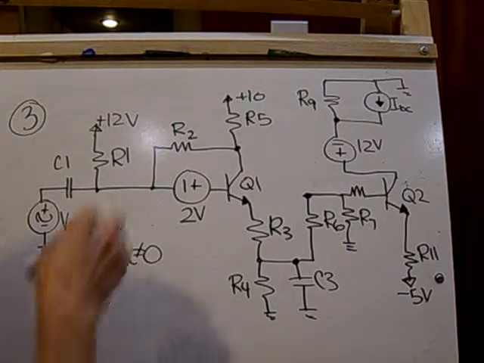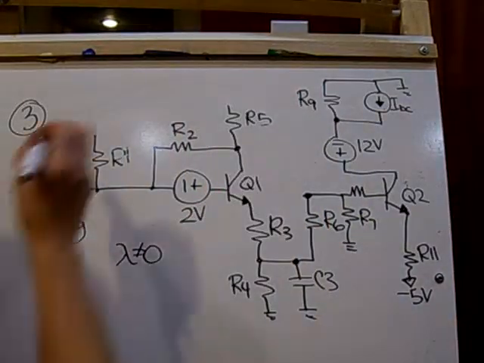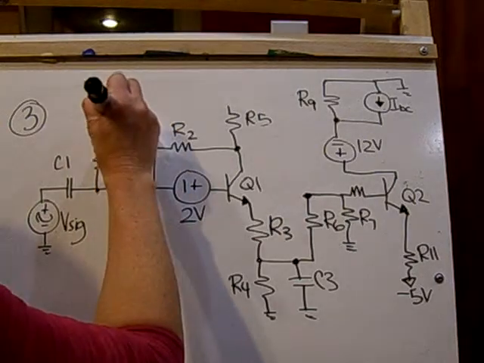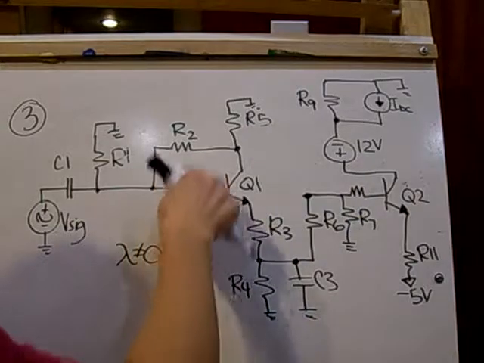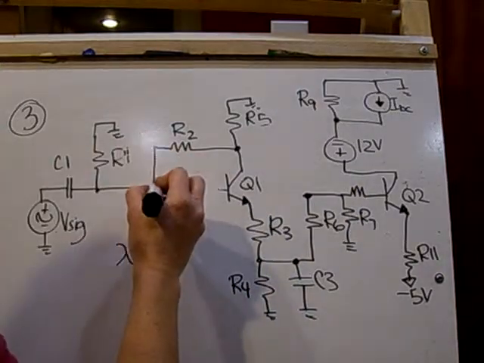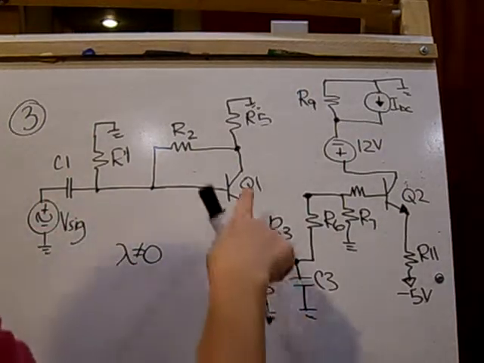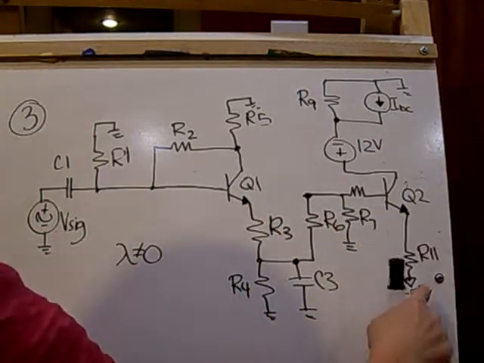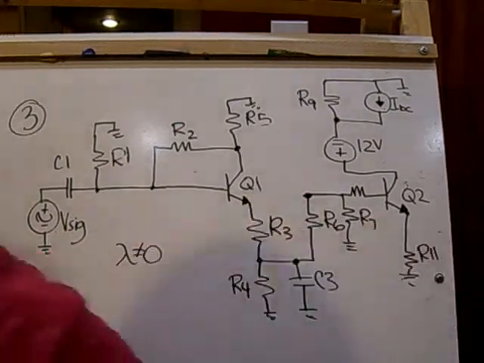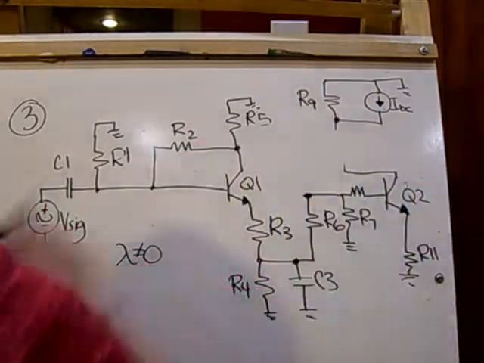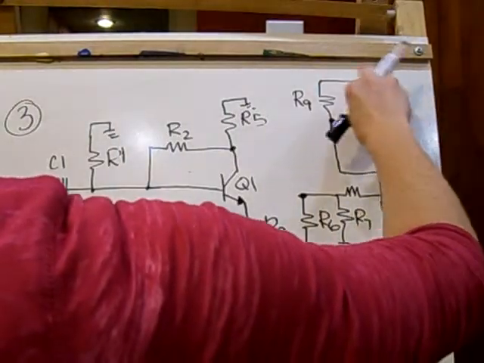The AC sources are left in, DC are all shorted for voltages, so this goes to ground and this goes to ground. This becomes a wire. Down here I'm going to leave all the capacitors, and this goes to ground. This becomes a wire, and the current source becomes an open.